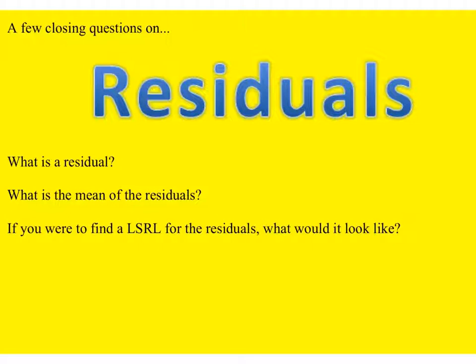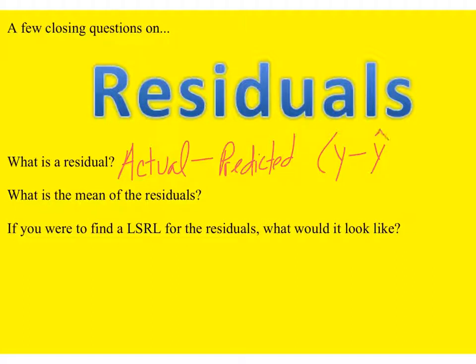A residual. So what is a residual? Well, the simplest way to think about it is a residual is the difference between the individual points and the line. It's the difference between the actual data point and the predicted data point. So another way to think about that is that it's the actual y value minus the y hat value that we got from our line.